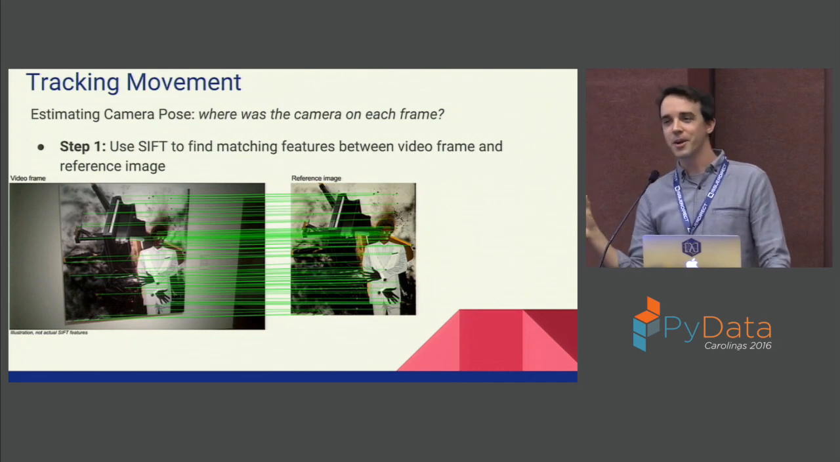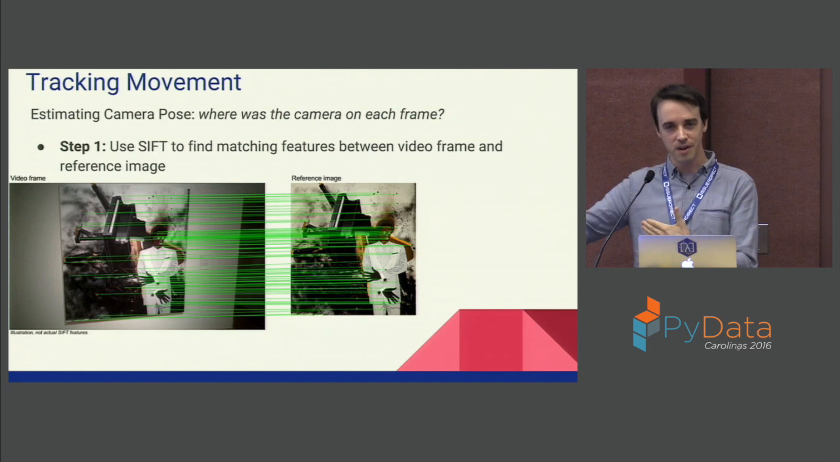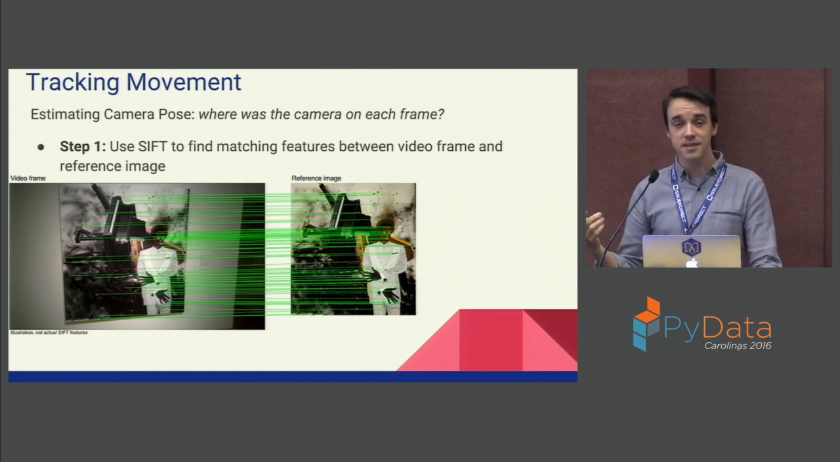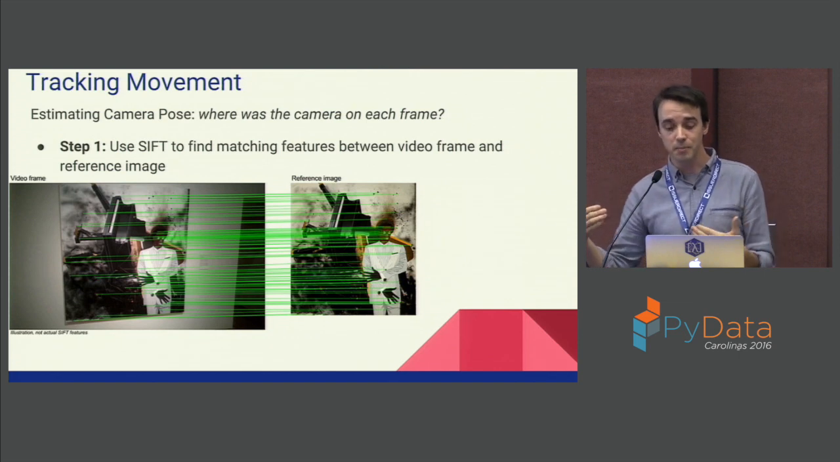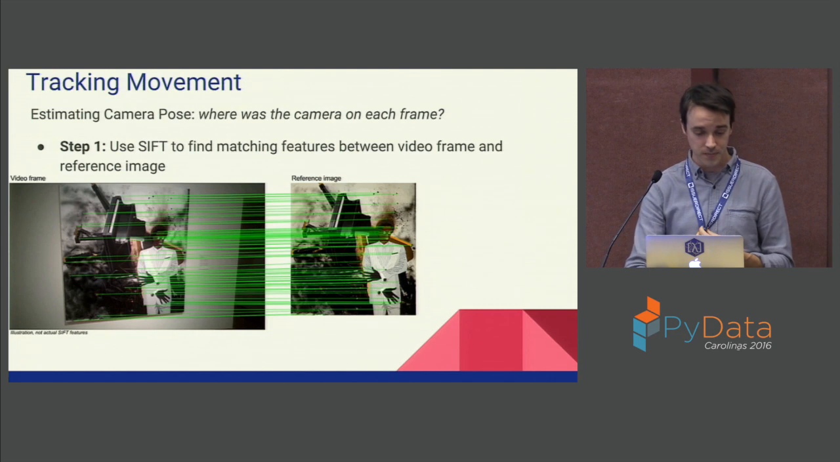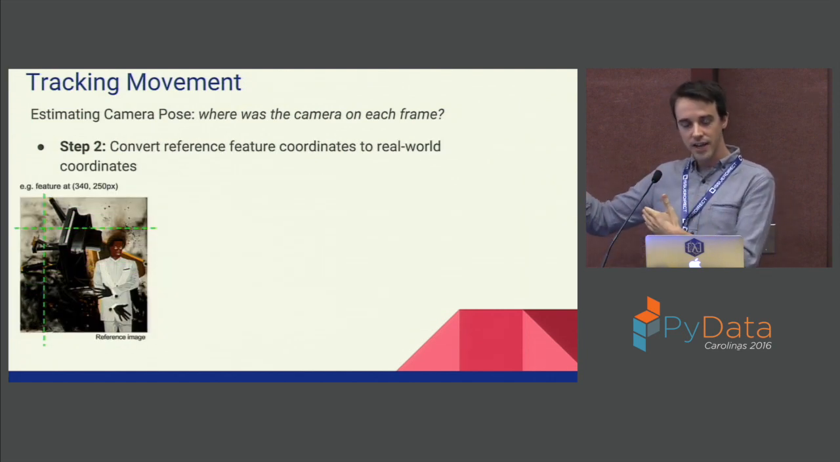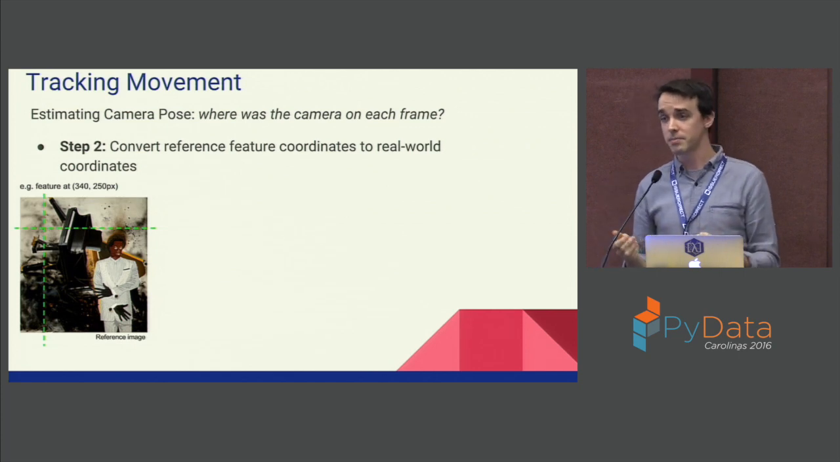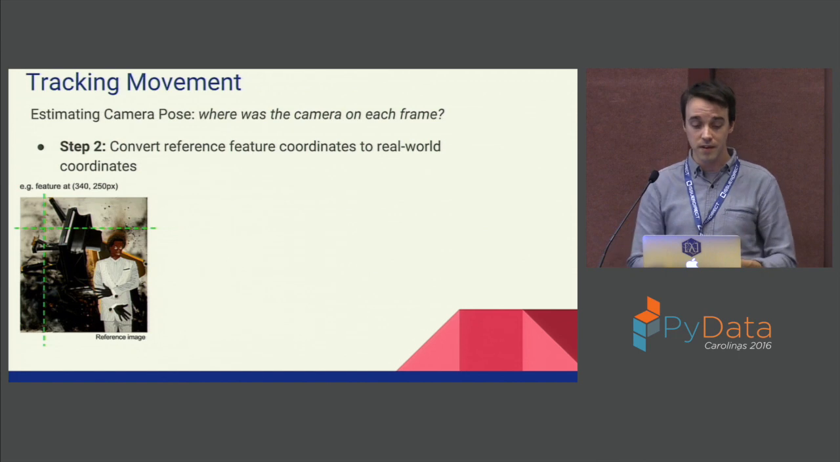Okay, so now that we figured out the camera calibration, next goal is to figure out where the camera was on every frame of the video that we have. And we begin by using the same steps that Shariq mentioned earlier, where we used the SIFT feature matching to find corresponding locations between the video frame and the reference image. Every feature that we've identified on that step will be expressed in terms of pixel locations. It'll be either pixel locations on the video frame or pixel locations on the reference image.